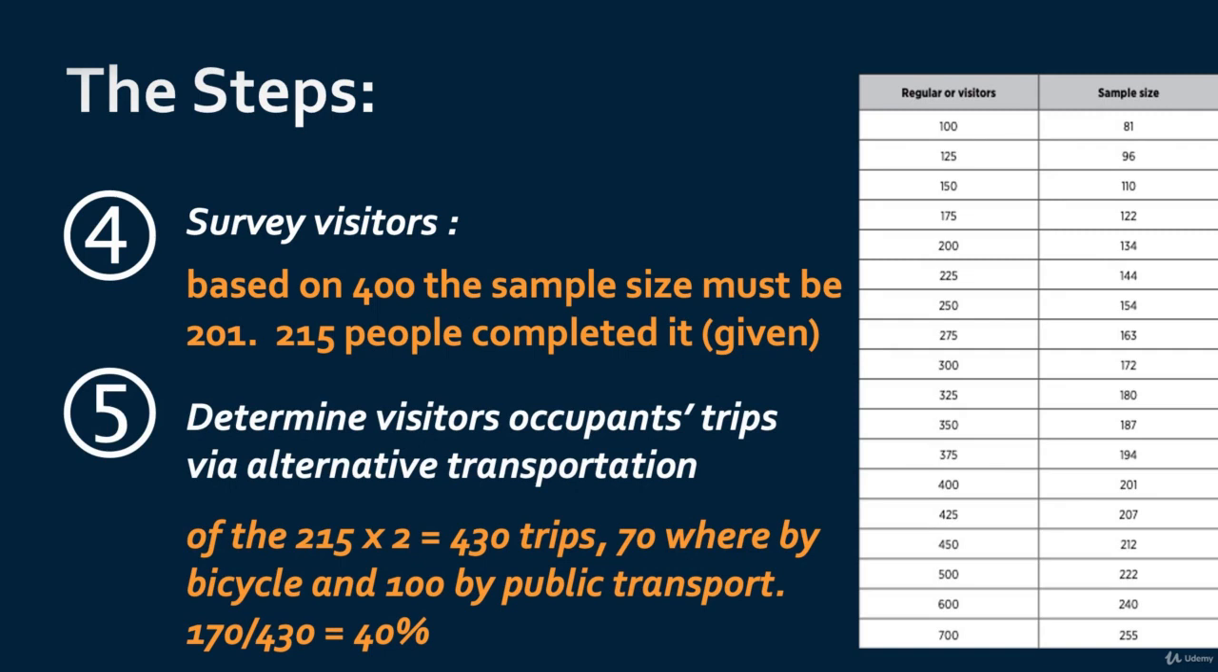Then we determine the visitors' trips via alternative transportation. Again, I'll give this to you. So of the 215 people, times 2, right, back and forth, 430 trips, 70 were by bicycle and 100 by public transport, giving you 170 divided by 430 is 40%.